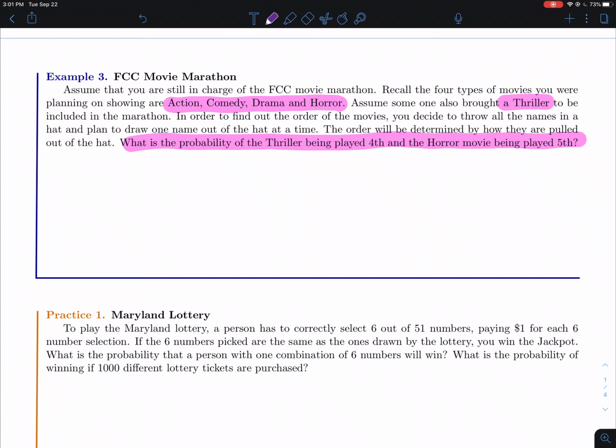So if you remember from last time, this was a permutation, but another reason it's a permutation is because we've put a ranking to these movies. You know, we've got a 4th place, a 5th place, so there's an order to it. So this is definitely a permutation.